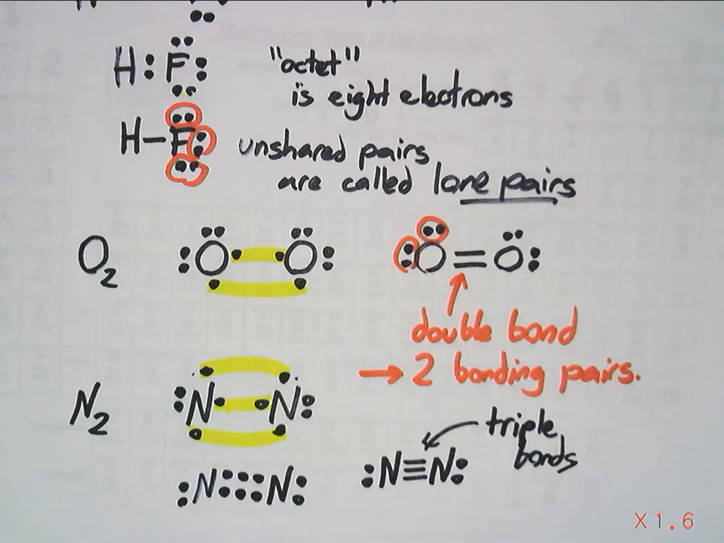The important point here, the big idea, is that you can share electrons to get the nearest noble gas configuration instead of stealing them or donating them. Instead of gaining or losing, you can share instead. And that's the big difference between covalent compounds and ionic compounds. They share.